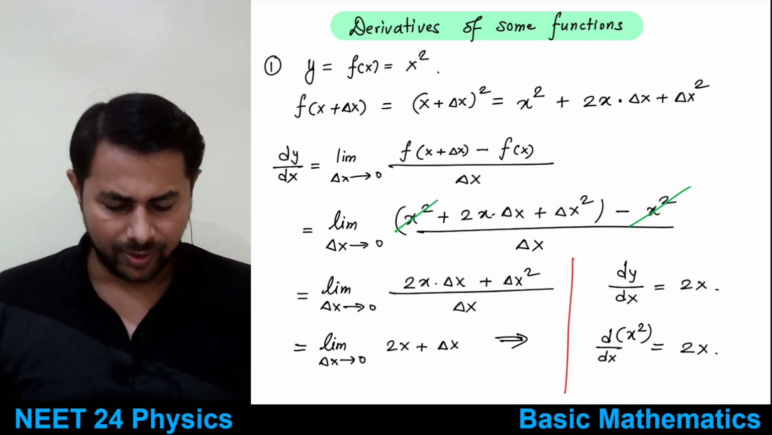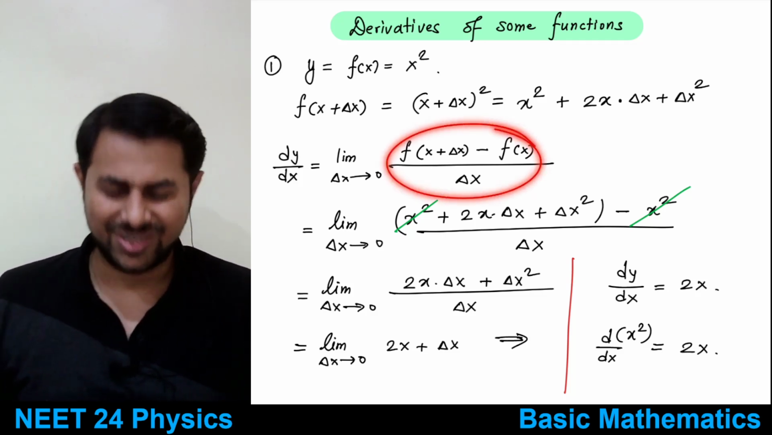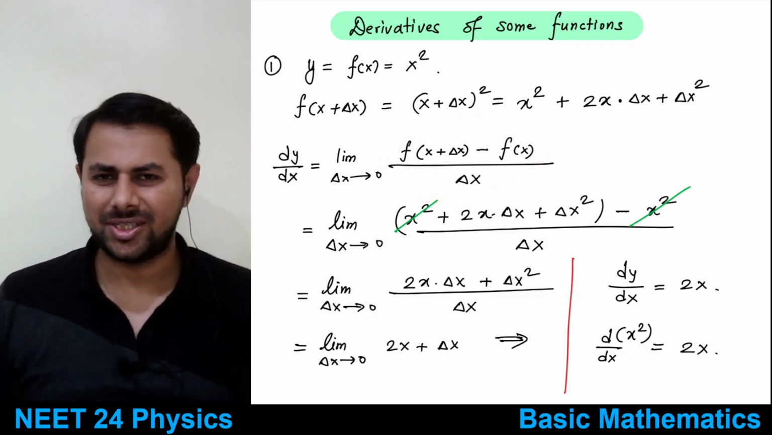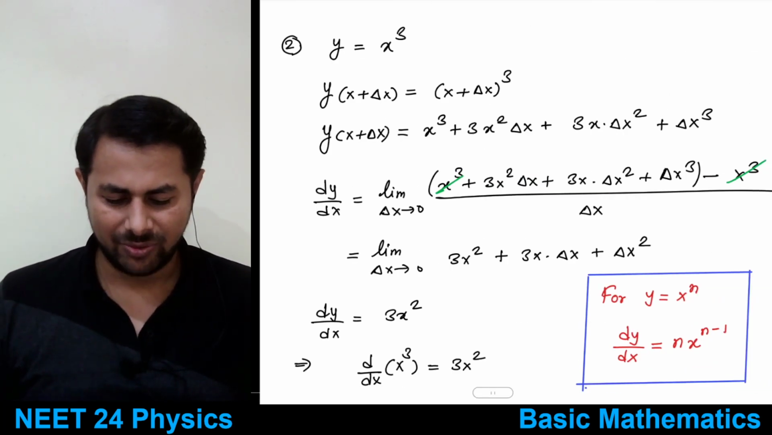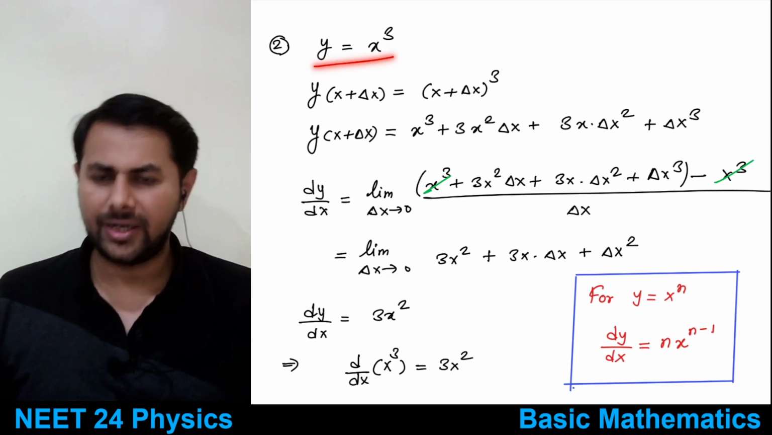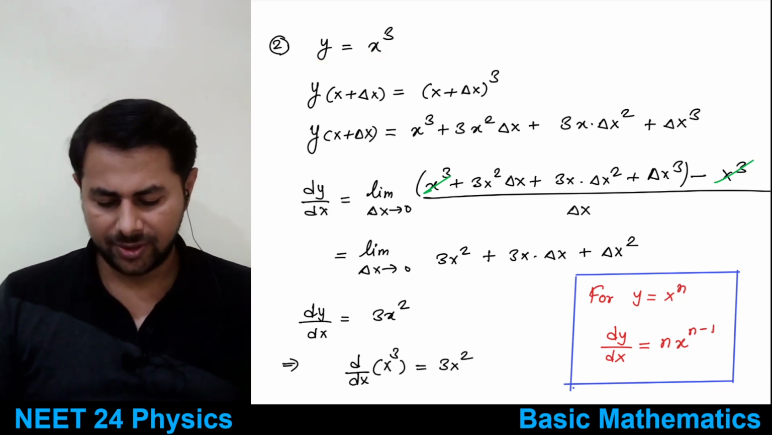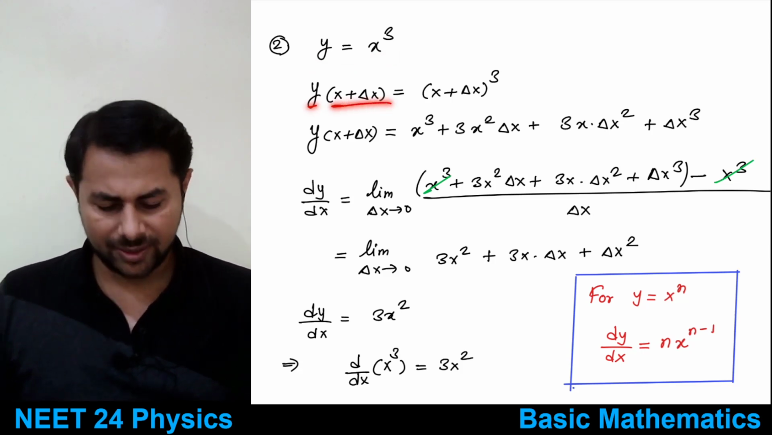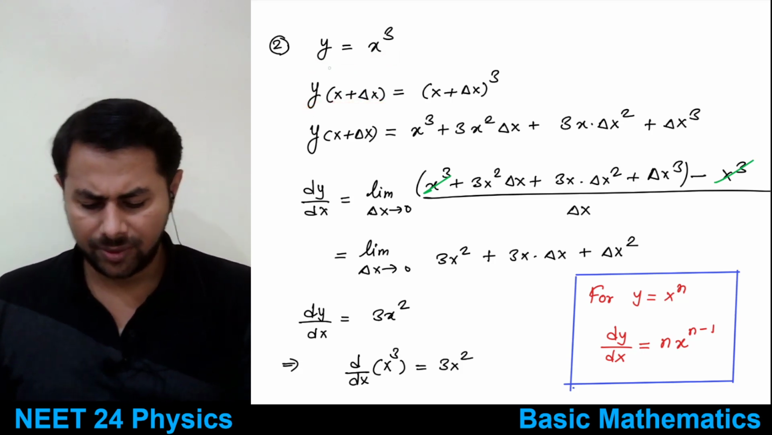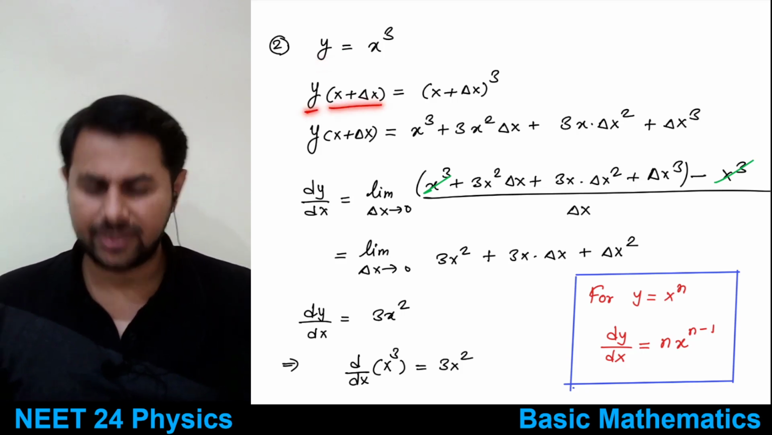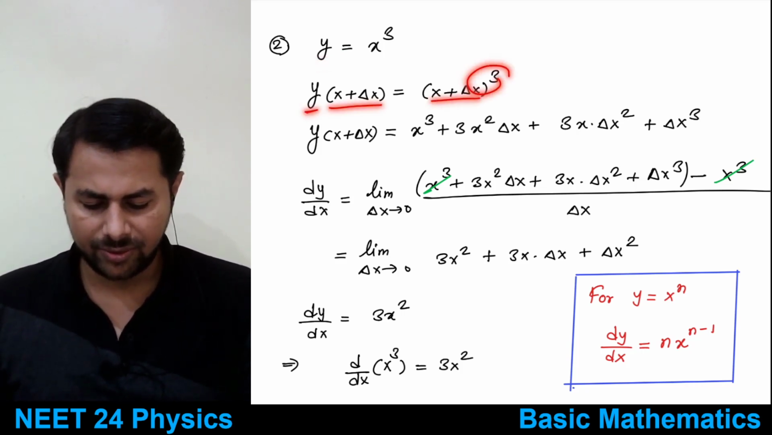All right, good. Now nobody will ask you to derive derivatives using this formula, but this is just for the sake of understanding. Okay, we should understand what we are doing. Then you can take another example, y is equal to x cube. So what will be y of x plus delta x? Instead of f, I am just writing it as y now. So y of x plus delta x will be x plus delta x cube.